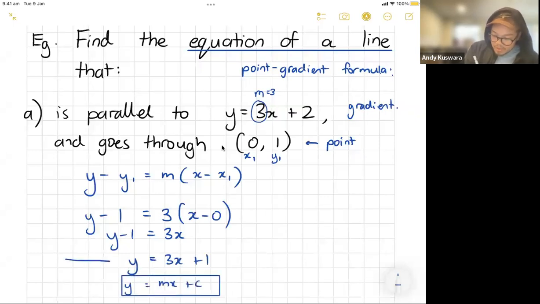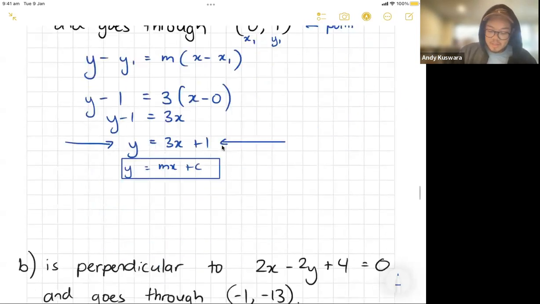Okay, so that there is going to end up being my answer. That is the equation of a line. It's parallel to y equals 3x plus 2, but it goes through the point (0, 1). Okay, that would be your answer there. Let's try the next one.